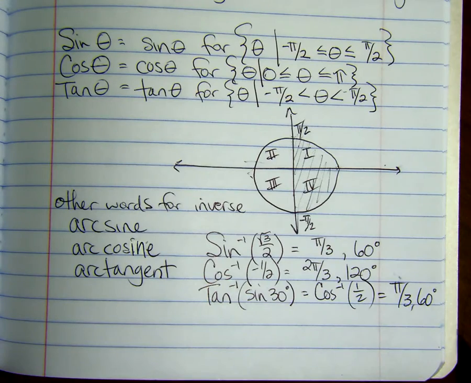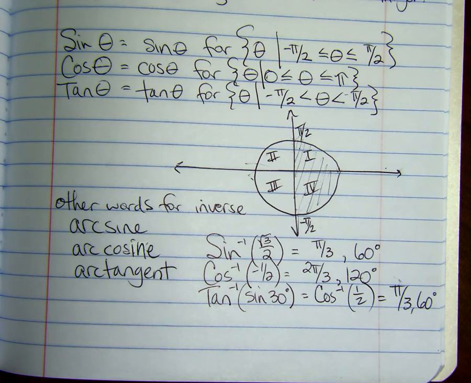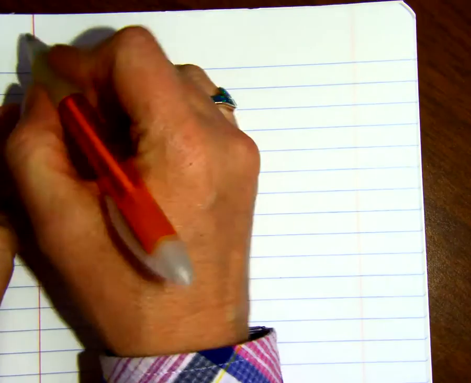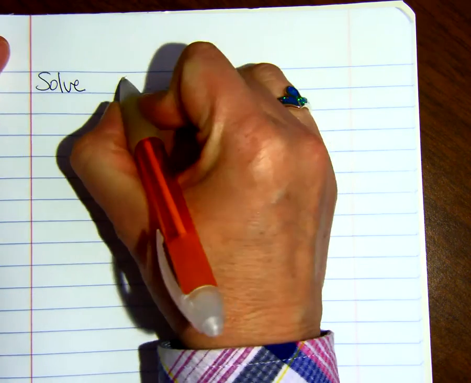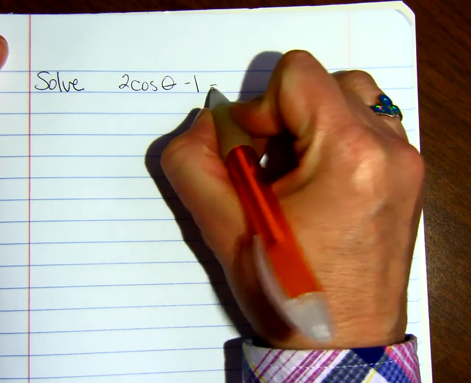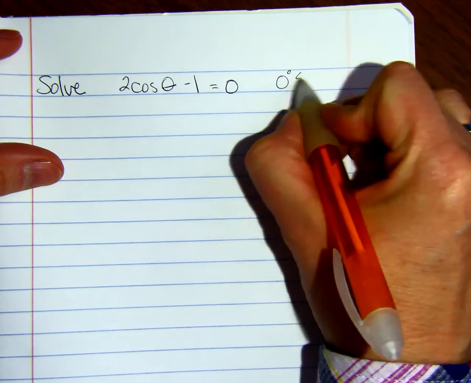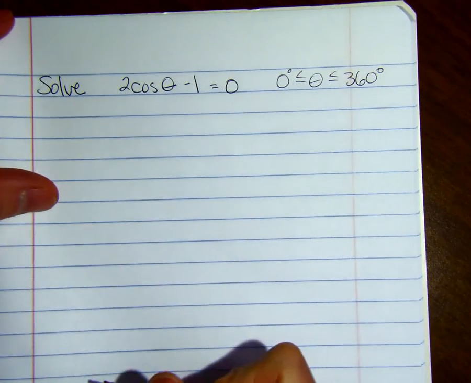Let's go to, we're going to be giving you some equations to solve. So I'm going to turn the page. We're going to practice some of these because these are a little bit tough. So solve. We want to find theta. So 2 cos theta minus 1 equals 0, for theta between 0 degrees and 360 degrees. That'll keep you from having to go all the way around over and over.